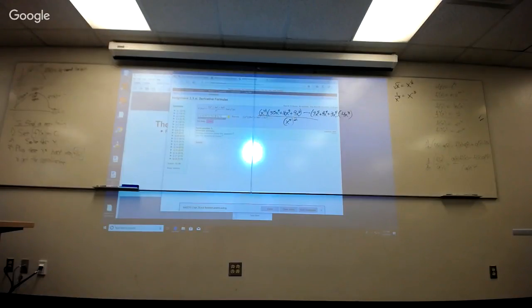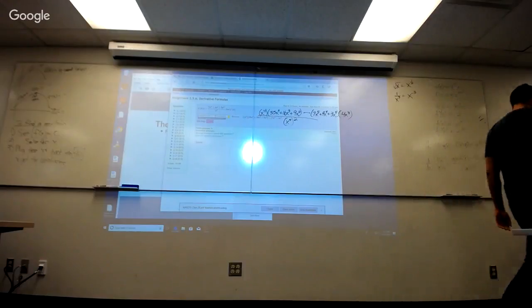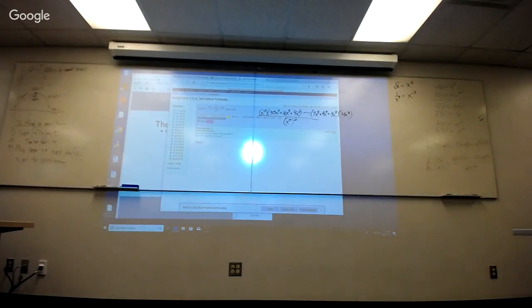And then I'm going to do a minus, and then I'm going to do another parenthesis around the 7x to the fifth plus 4x to the fourth plus 3x cubed. And then another parenthesis around the 4x cubed. And then another parenthesis to close off the numerator, and then divide by a parenthesis to have parenthesis x to the fourth parenthesis to the power of 2 parenthesis.